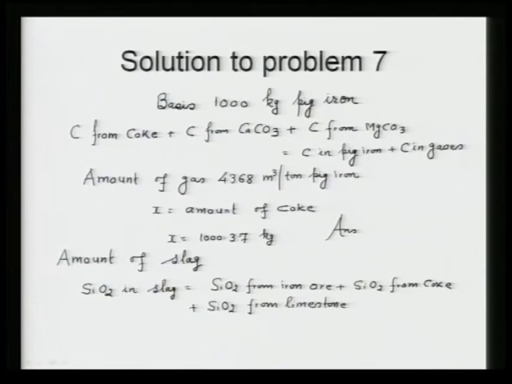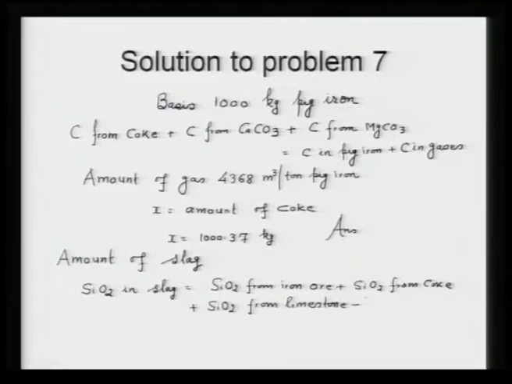Now, since we are making the SiO2 balance, you have to convert silicon of pig iron into its equivalent SiO2, and subtract it, because that silicon is entering into the pig iron and its equivalent amount of SiO2 will not be entering into the slag. So, that will be here minus Si equivalent to SiO2 in pig iron.